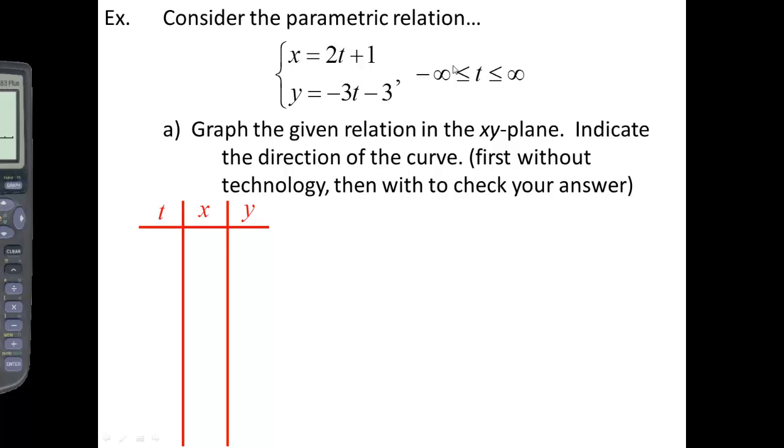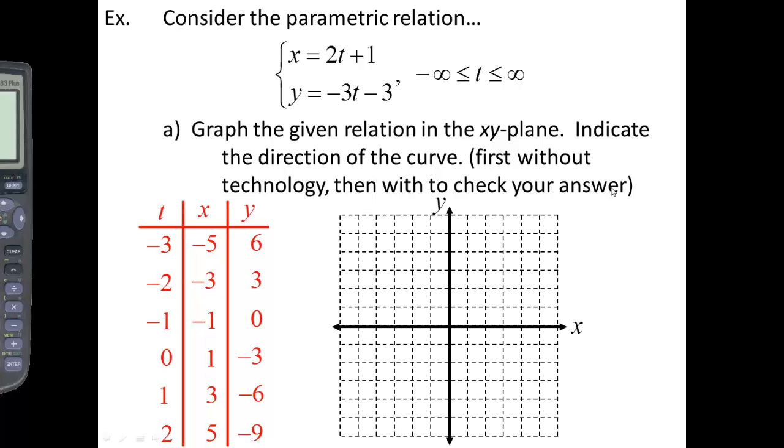Again, 5 or 6 sound reasonable. I'm going to be lazy. I'm just going to copy, cut, and paste my t-values from the previous screen so that I don't have to retype anything. So I'm just using the same intervals that I did on the last question for no particular reason other than I'm lazy. So I'm going to plug in -3 through +2 in both x and y. And here are the values that I got. And we'll go ahead and plot them on the graph and see what happens.